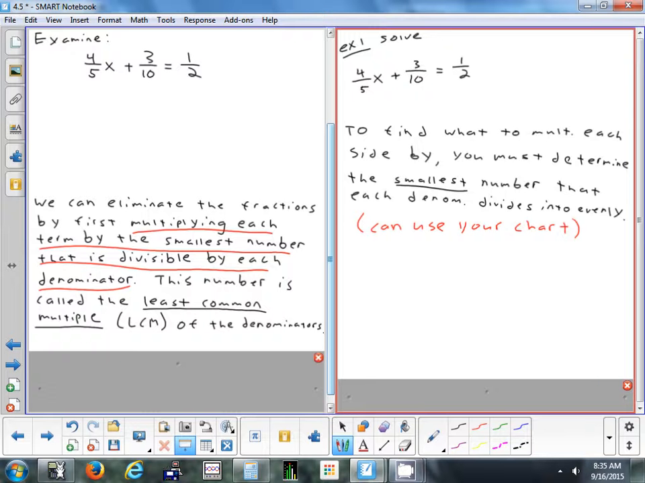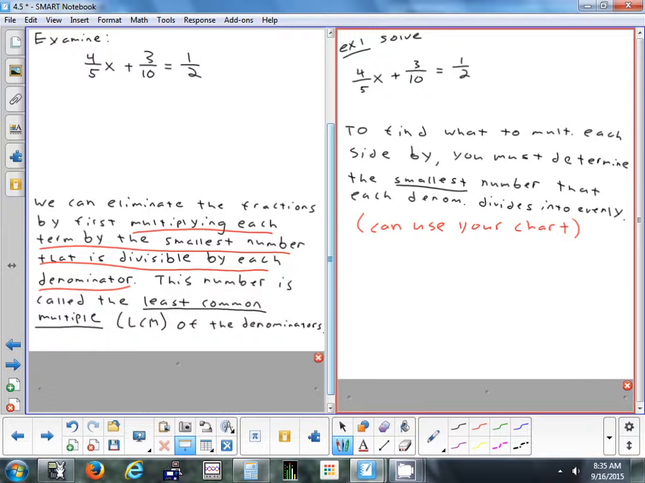What's the least common multiple of 5, 10, and 2? 10. All right, so 10 is the number that we're going to use. You can also find it on your chart. Any question why we're going to use 10?